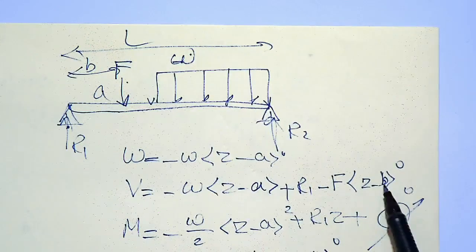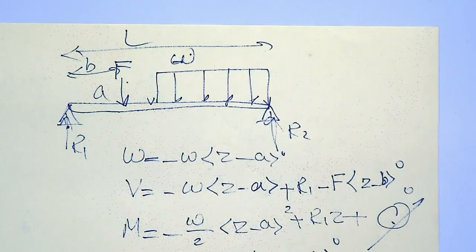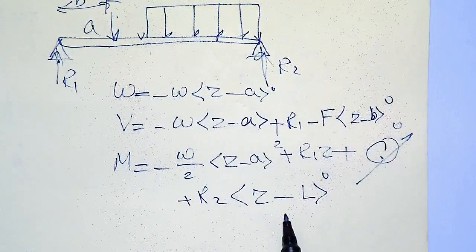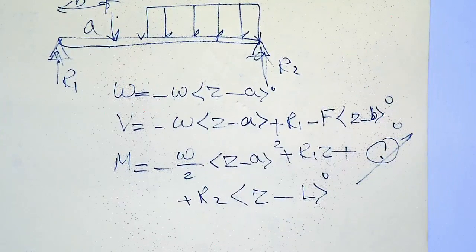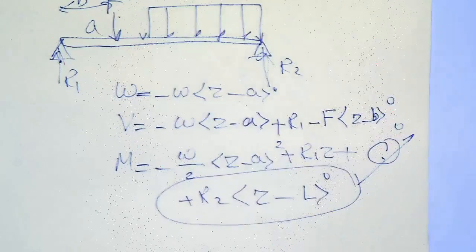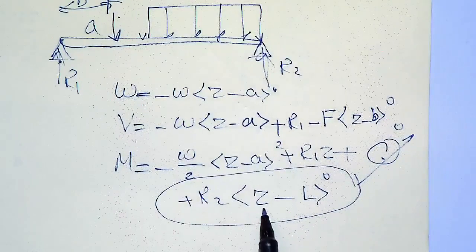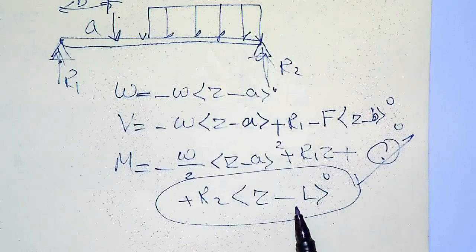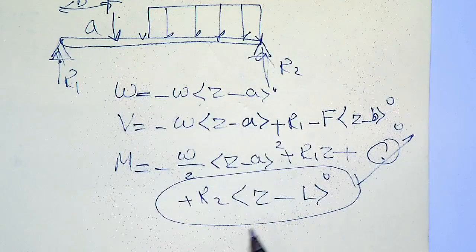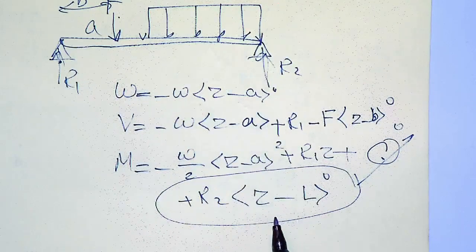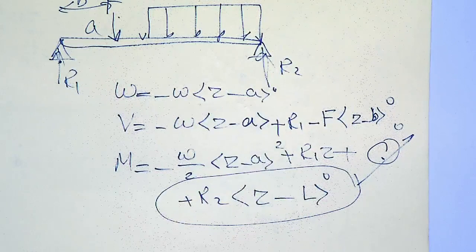Now, for this one, do you agree that I have to add a step function? Are you happy that I have to add this when you have a moment? Do you agree that this is always 0, because the maximum Z we could have is L? The characteristic of a step function is that whenever the value inside it is negative, it just disappears. So Z cannot be more than L, so this is always zero. You can add it, but it does not affect the solution.